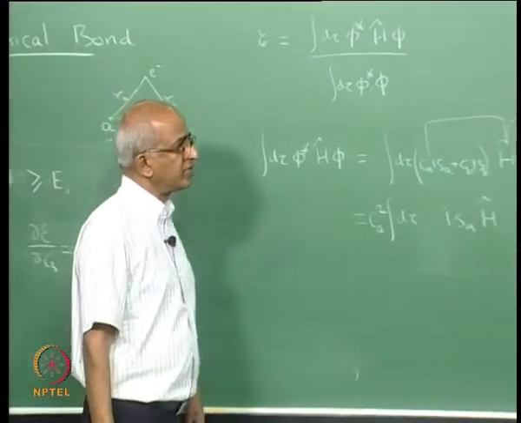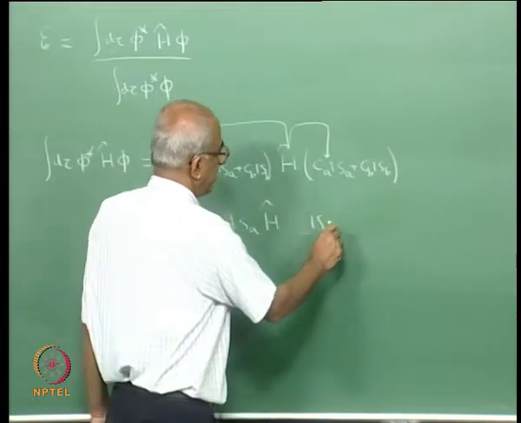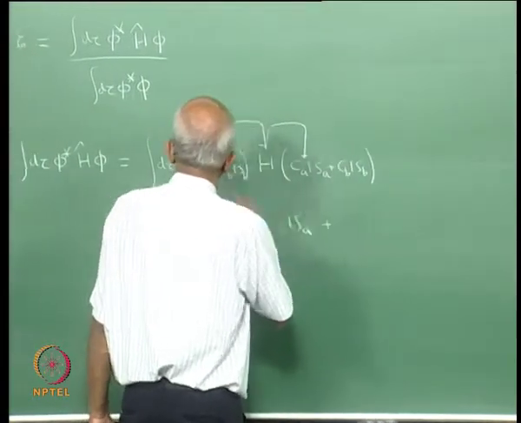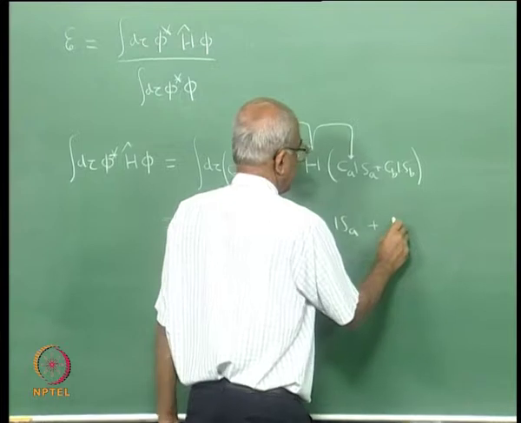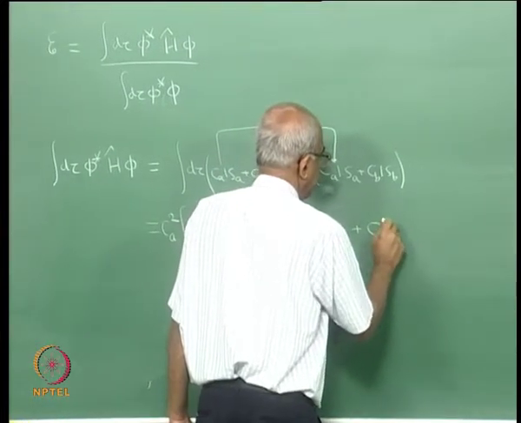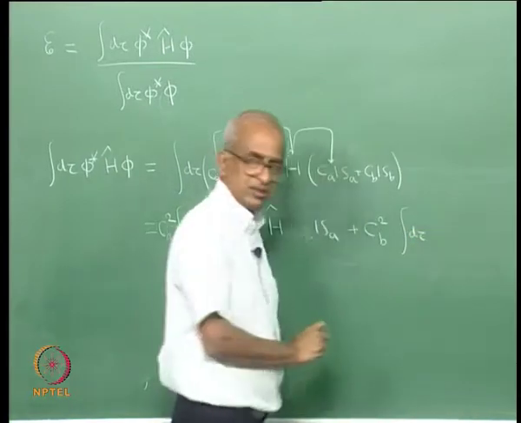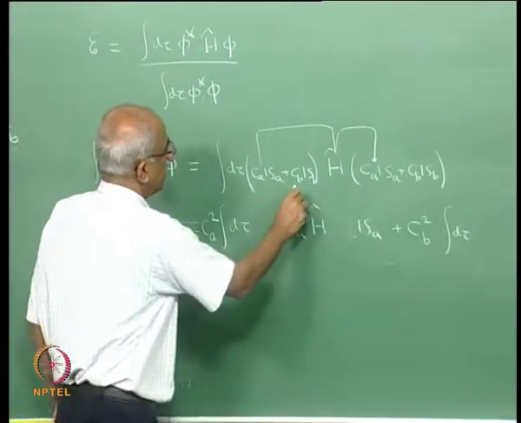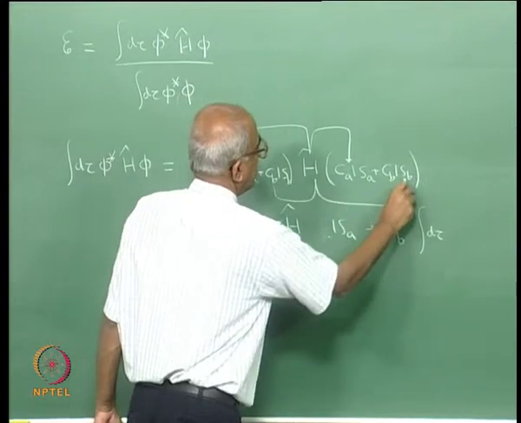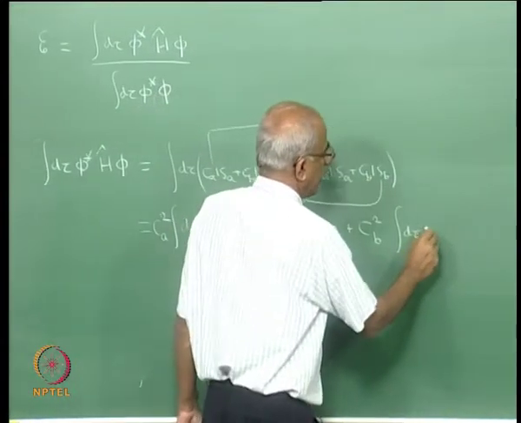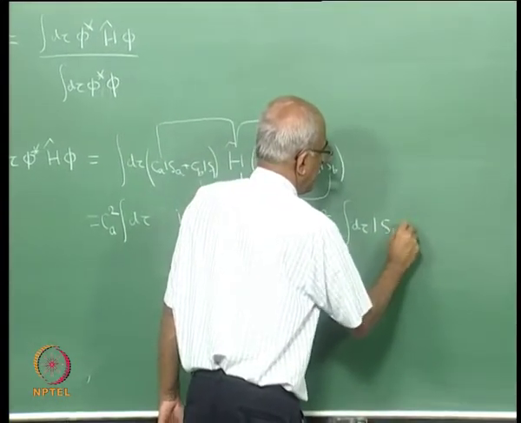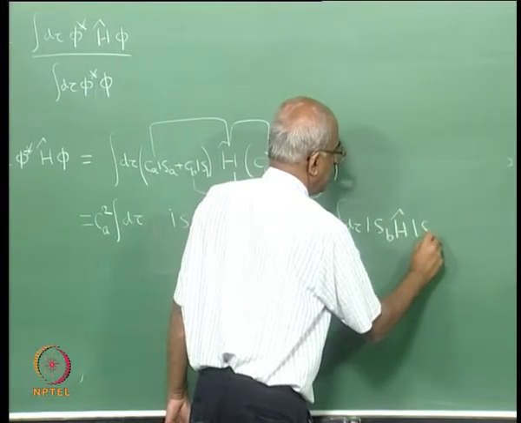So, that is only one of the terms, plus you have other terms. In an exactly similar fashion, you will have a term which will involve Cb square integral dτ. That will be obtained by combining this, that and that, and it will be 1sB, H, 1sB.